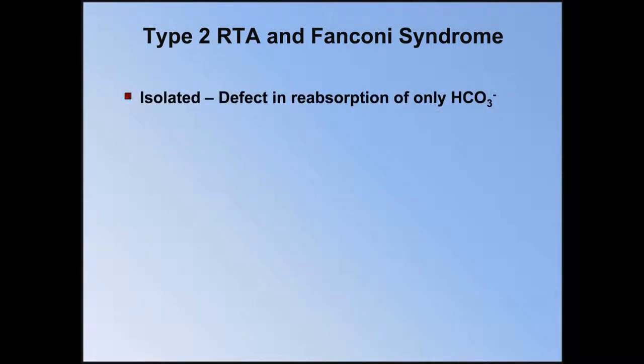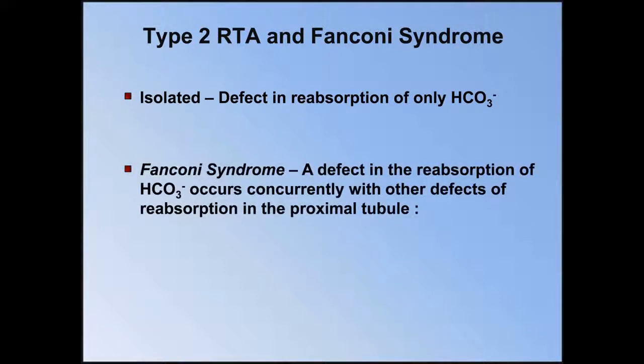This is a good place to point out that type 2 RTA can be further classified as either isolated, in which there is only a defect in the reabsorption of bicarbonate, or it can be part of Fanconi syndrome, in which a defect in the reabsorption of bicarb occurs concurrently with other defects of reabsorption in the proximal tubule. Specific molecules can include glucose, phosphate, and/or amino acids. As a general rule, any cause of isolated type 2 RTA can cause Fanconi syndrome, with the exception of acetazolamide.